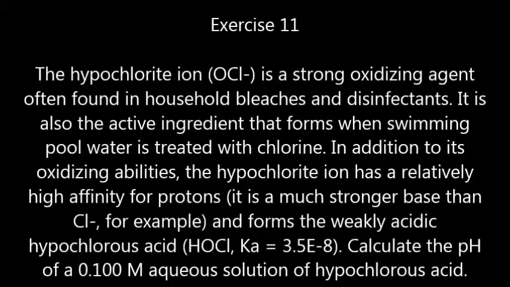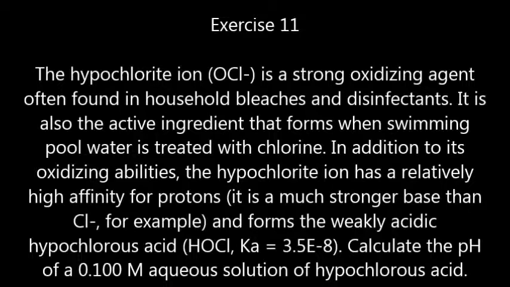The hypochlorite ion OCl- is a strong oxidizing agent often found in household bleaches and disinfectants. It is also the active ingredient that forms when swimming pool water is treated with chlorine. In addition to its oxidizing abilities, the hypochlorite ion has a relatively high affinity for protons. It is a much stronger base than Cl-, for example, and forms the weakly acidic hypochlorous acid.